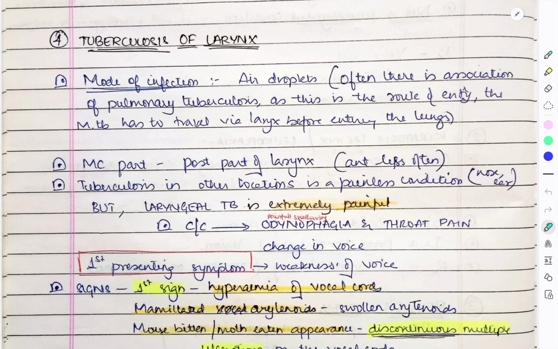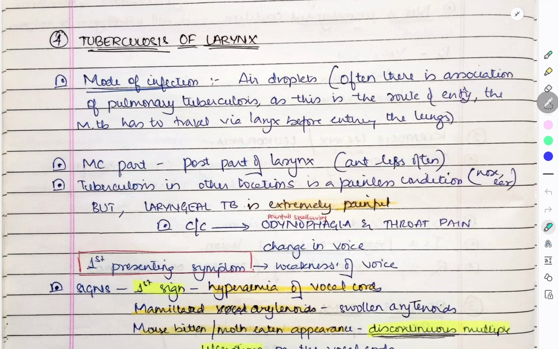Today let's learn about tuberculosis of larynx. The mode of infection is air droplets, and often there is association with pulmonary tuberculosis because the route of entry is the same, that is larynx. So there is more chance of tuberculosis of larynx. The most common part involved is the posterior part of larynx; the anterior part is less involved.